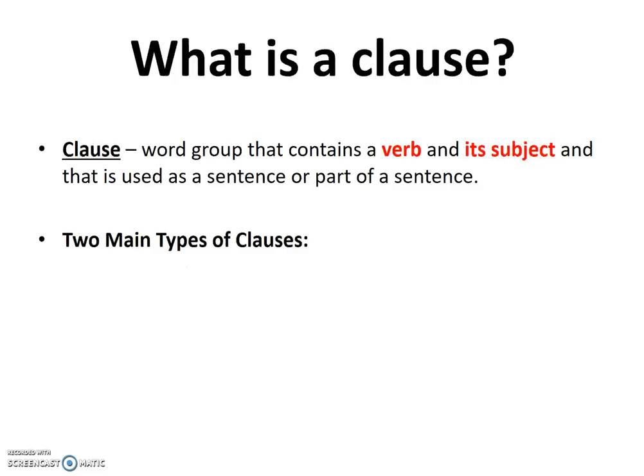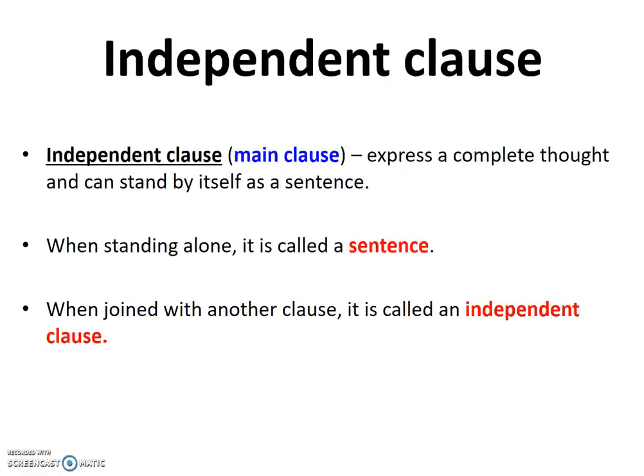First question, what is a clause? A clause is a word group that contains a verb and its subject and that is used as a sentence or part of a sentence. There are two main types of clauses, an independent clause and a subordinate clause. So let's take a second to learn about each of those.